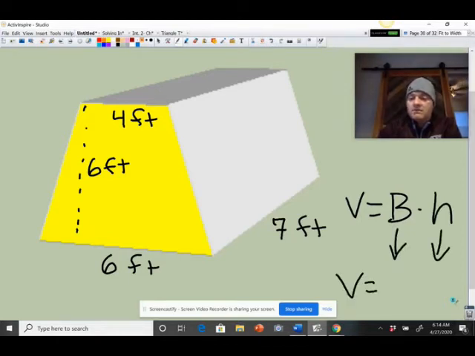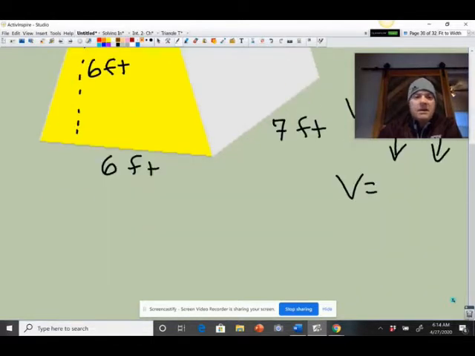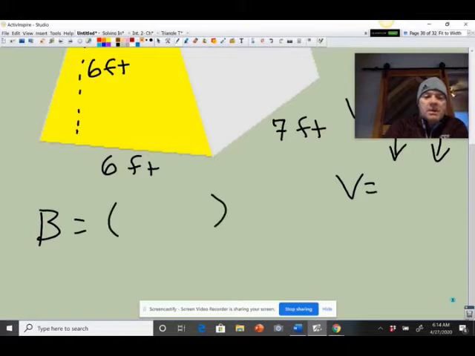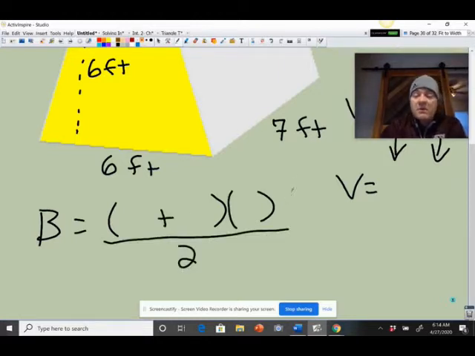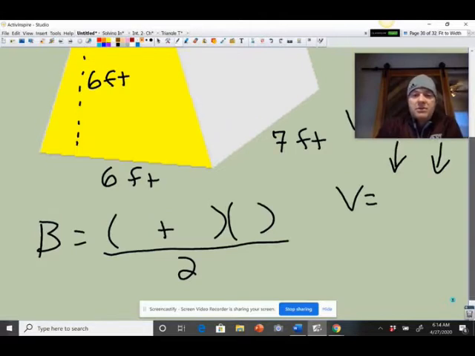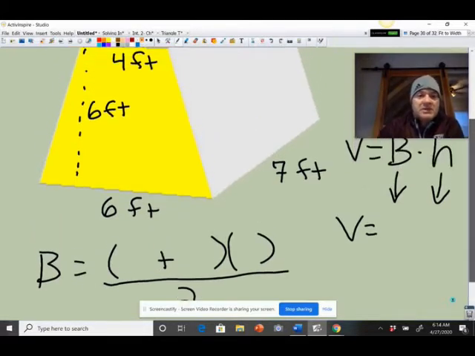Well, big B is going to be the area of the trapezoid, which is base 1 plus base 2. We're going to multiply it by the height, and then we're going to divide the whole thing by 2. Okay, so you have to remember that area of a trapezoid. So it's going to be base 1 plus base 2.